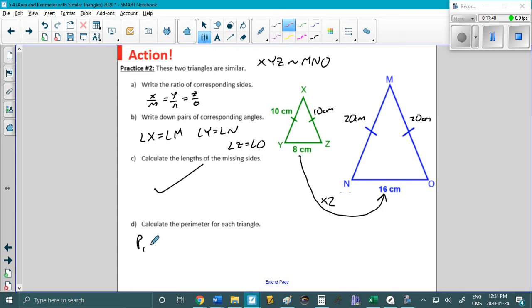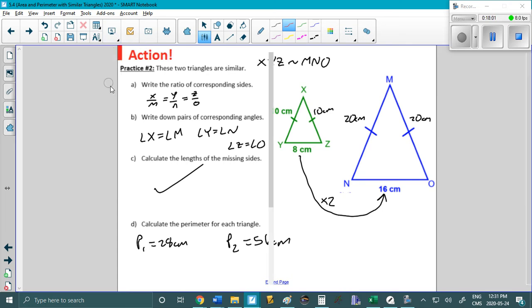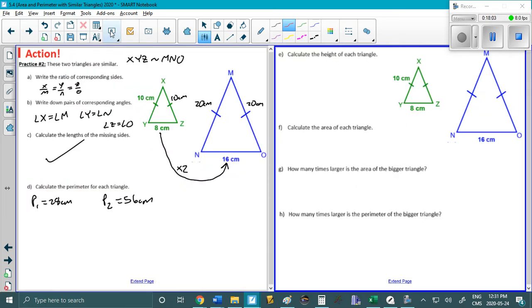So P1 is going to be 28. I just did 10 plus 10 plus 8. And P2 is going to be 56. Okay, I know I'm rushing through this part, but that's because the next is the hard part. I'm going to spend some time here.